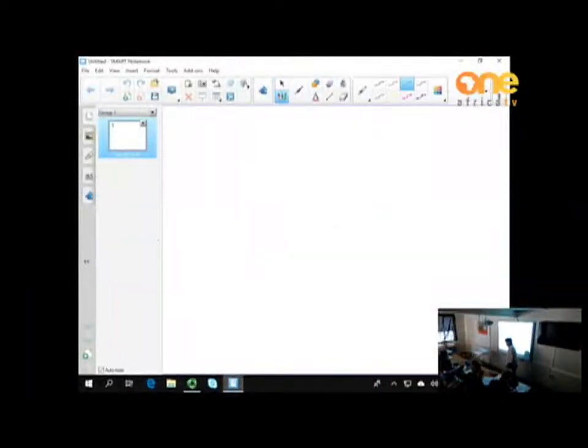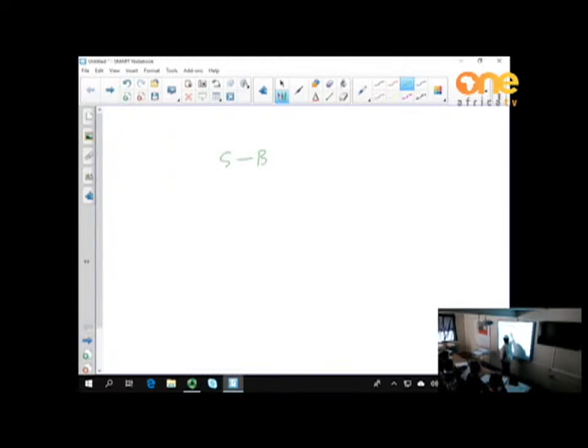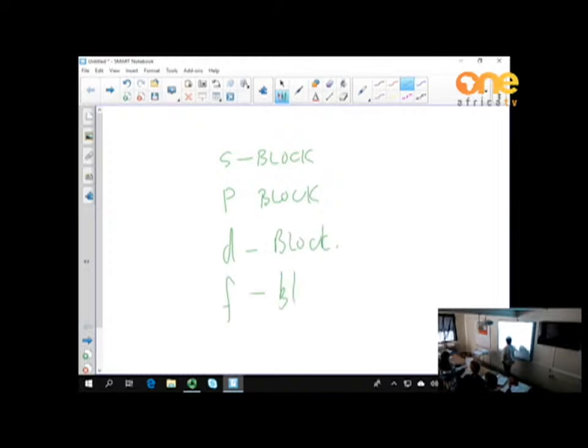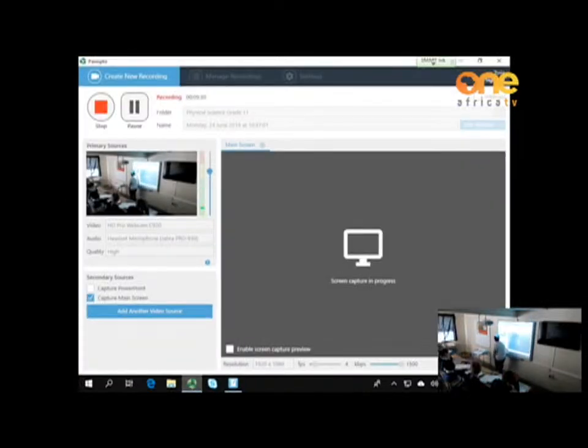Right, grade 11s. We are busy with the electron distribution around the nucleus of an element. And in the last period, I said to you, we can divide up the periodic table into so-called S block elements, P block elements, D block, it's actually a small letter d, and F block elements.